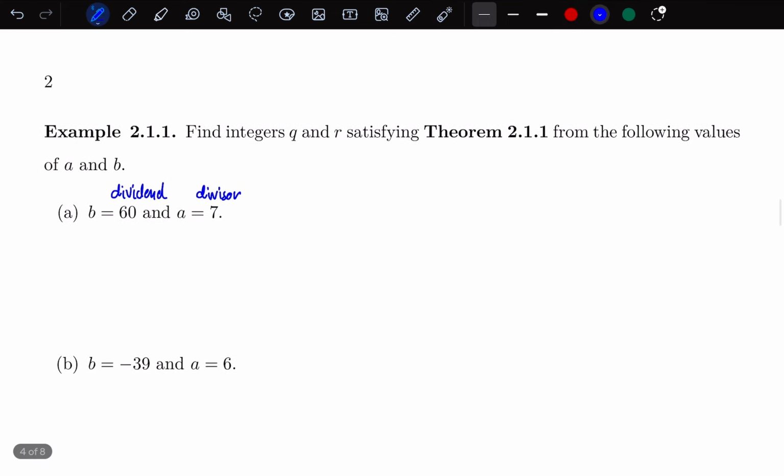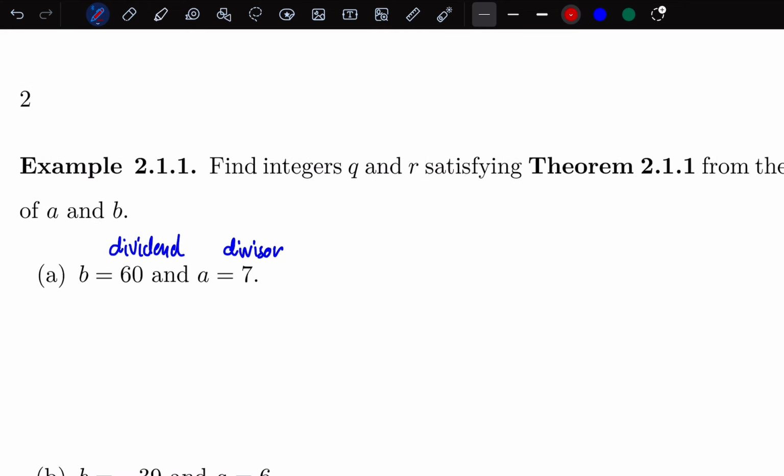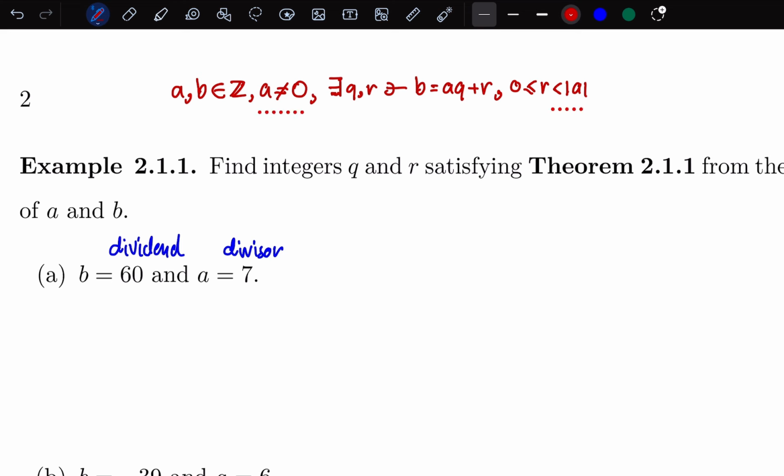So by the division algorithm, let me write it again. When A and B are integers and A is not 0, there exist Q and R such that B equals AQ plus R, where R is greater than or equal to 0 and less than the absolute value of A. Okay, so now B is 60, A is 7. What do we have?